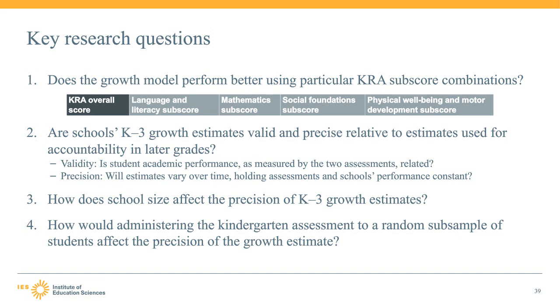We also looked at the precision of these estimates. In other words, holding a school's performance constant over time, how would these vary year to year as different students attend schools? The third question we looked at was how the precision of these estimates was affected by the size of a school. And the last question was how administering the KRA to a smaller subsample of students would affect the precision of growth estimates. And this last one was really motivated by the fact that the KRA was administered to a subsample, roughly a third of kindergartners in some of the later years.